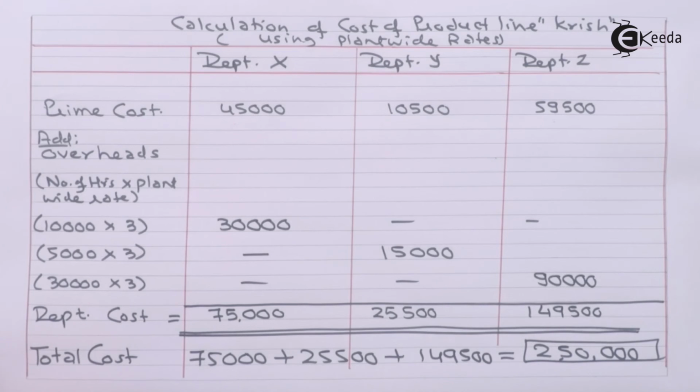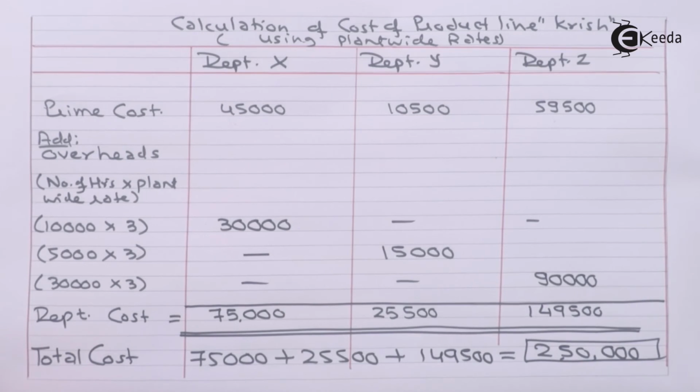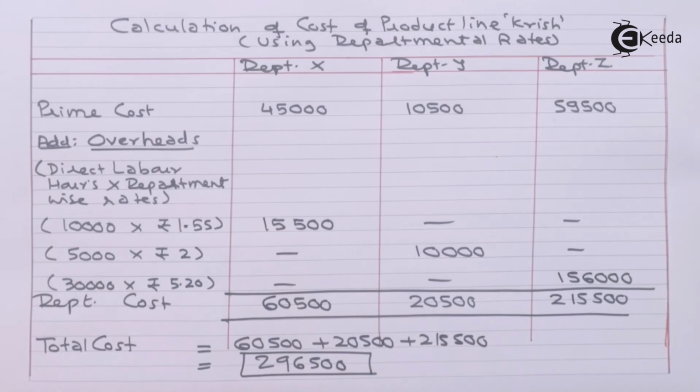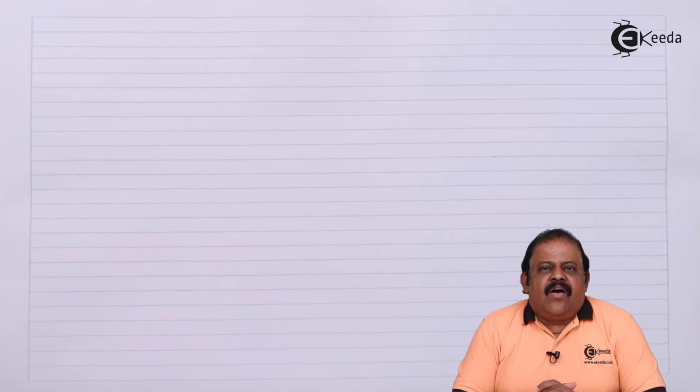That means total cost is not the same in case of department-wise and plant-wide rates. In case of plant-wide, it is 2,50,000, and in case of department-wise, it is 2,96,500. In the question, finally, they asked to comment. Here we are required to just comment that we have used plant-wide rates and departmental rates, but total cost we are not getting the same. We are getting different results by use of different rates. That is what we are required to write in comment, which is asked in the question.